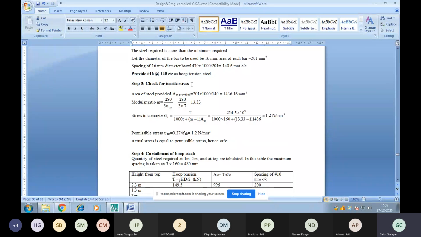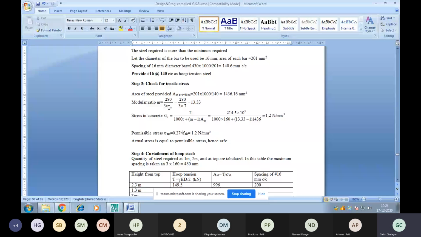Before going ahead, we check for tensile stress. This should be less than 1.2. So 1.2 is the permissible stress. So how do we find this stress here? That is stress in concrete, that is T by 1000 T plus (m minus 1) into sigma, the area of steel. T, tension, we got 204. 1000 T is the thickness of wall. M is the modular ratio. Modular ratio we get by the formula 280 by 3 into sigma CBC. Sigma CBC is nothing but the bending stress in concrete for M20 grade concrete.